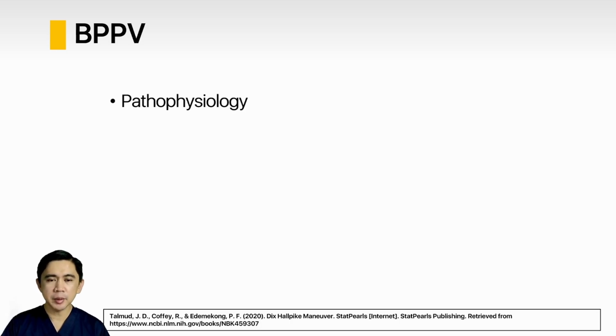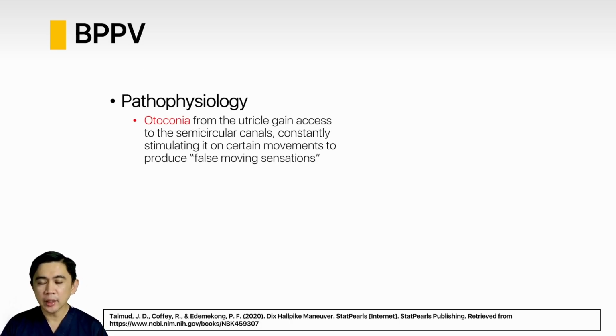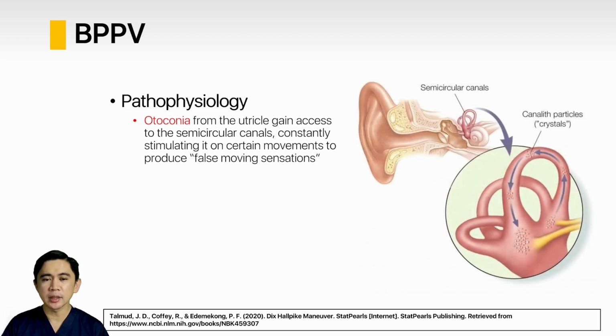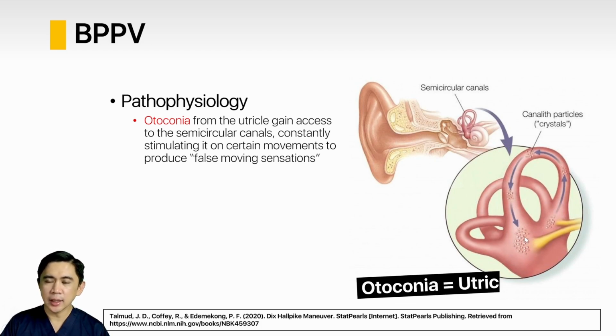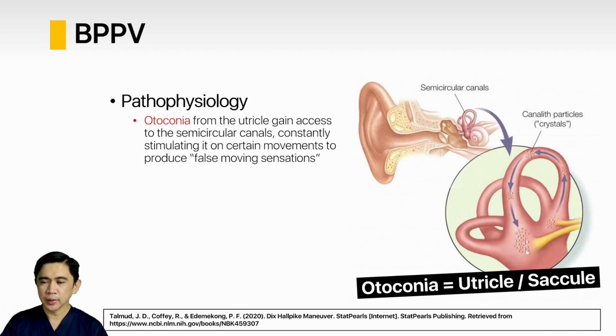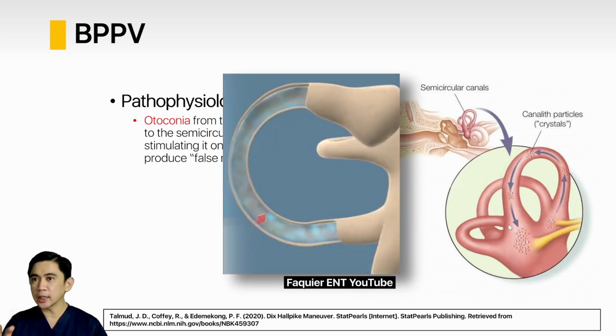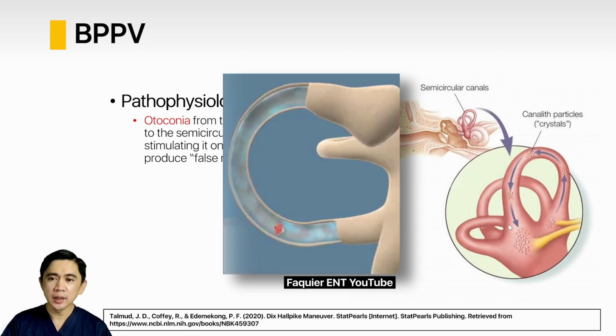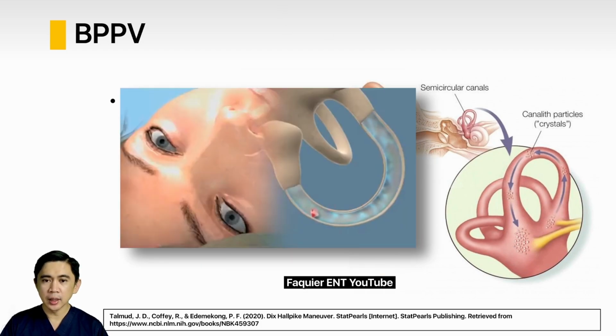The pathophysiology of BPPV is that the otoconia from the utricle gain access to the semicircular canals, constantly stimulating them on certain movements to produce false moving sensations. Again, otoconia or otoliths are only found in the utricle and saccule, but when they gain access to the semicircular canals, which don't have any otoliths, the otoliths actually will stimulate the cupula, producing a false moving sensation.